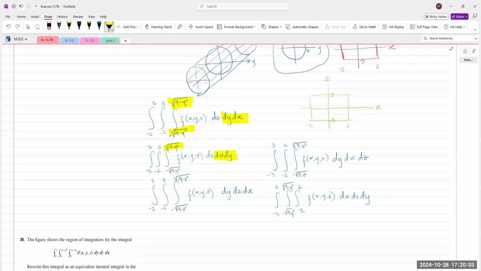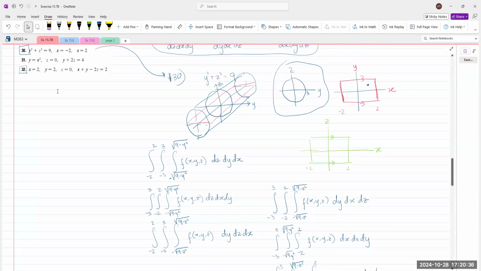Okay? With that said, then the last triple integral should be on the easy side, right? That's integral -3 to 3, integral negative square root of 9 minus z squared to square root of 9 minus z squared, integral -2 to 2, f x y z dx dy dz. Okay, that's for number 30.